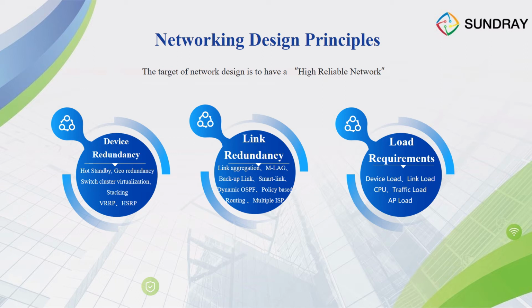First, we need to consider the technology we use to achieve device redundancy. The second one is link redundancy. Link redundancy is easy to understand. We need to consider that if one cable is broken, and we have a backup, how we can use it. The technologies we can use are link aggregation, where we have two cables that are logically one, and also MLAG, link aggregation across two switches, and also backup link and smart link, dynamic OSPF and policy-based routing, and connecting to multiple ISPs. These methods or technologies can be used to achieve link redundancy.